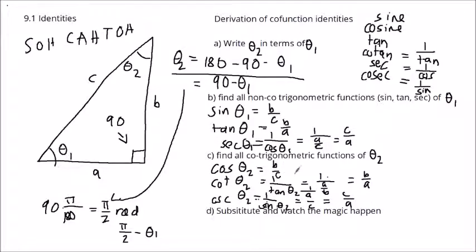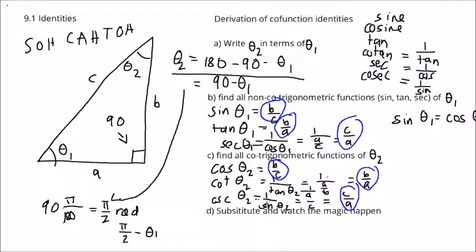Now you might realize something fishy right here, right here, right here, and right here. They're all the same. So the first identity you can come up with is that the sine of theta 1 is equal to the cosine of theta 2. The tan of theta 1 is equal to the cotan of theta 2. And the sec of theta 1 is equal to the cosec, or CSC, of theta 2.